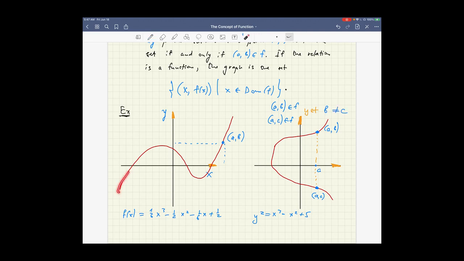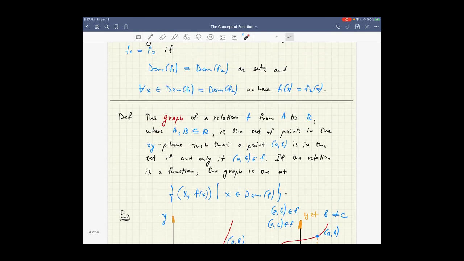Why the graph on the left is a function we will discuss later when we get to the vertical line test, and also the vertical line test will explain why this picture is not the graph of a function. All right, that's it for the concept of function.